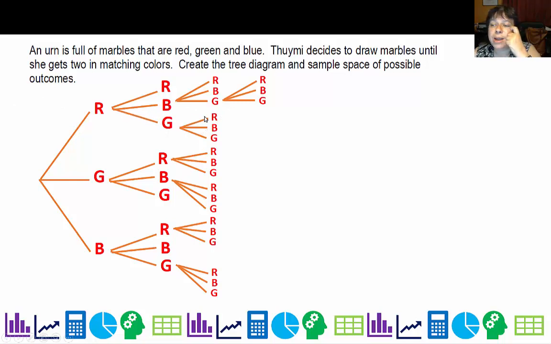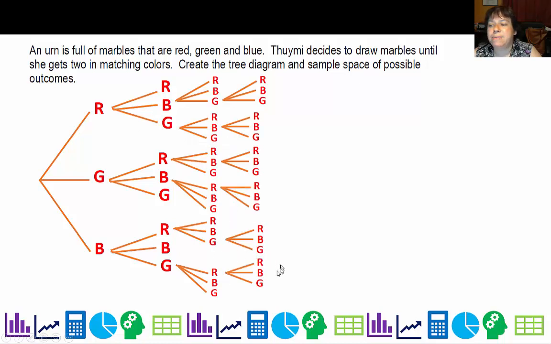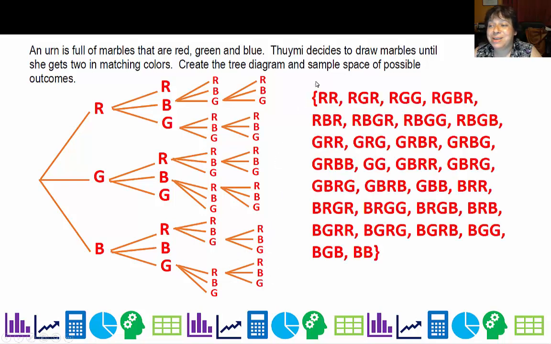So red, green, red, I've already got my dupes. Red, green, blue, we better draw. Red, green, green, I've already got green matching. So I keep going through and drawing when I don't already have 2 matching marbles. And then if you want to write it all out, here is the sample space for that. You might want to pause it here because that's going to take a while to copy it down.